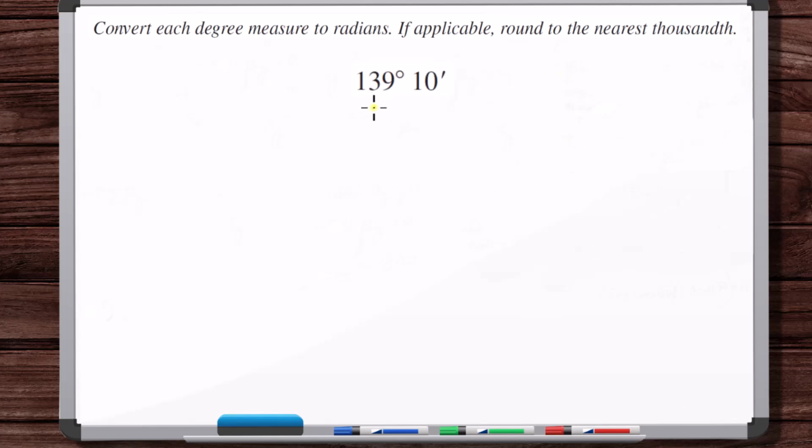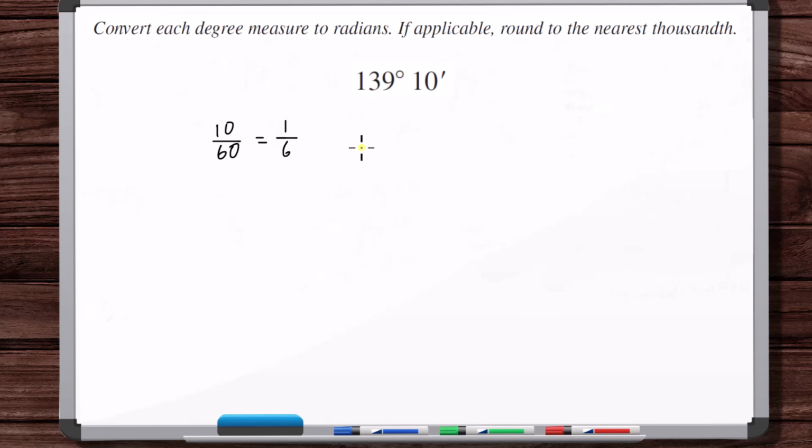Okay, convert 139 degrees 10 minutes to radians. Well, how do we do this? Well, this 10 minutes just means a fraction of a degree. This is like 139 point something degrees. So, okay, what fraction of a degree is 10 minutes? There's 60 minutes in a degree. So 1/6. This is 139 and 1/6 degrees.